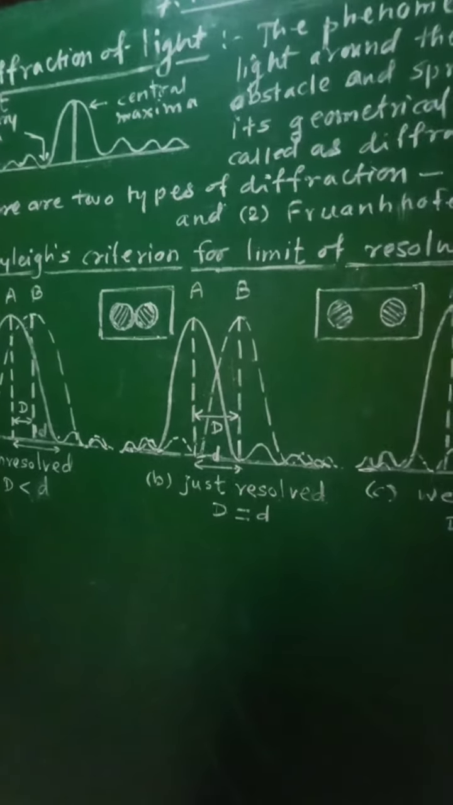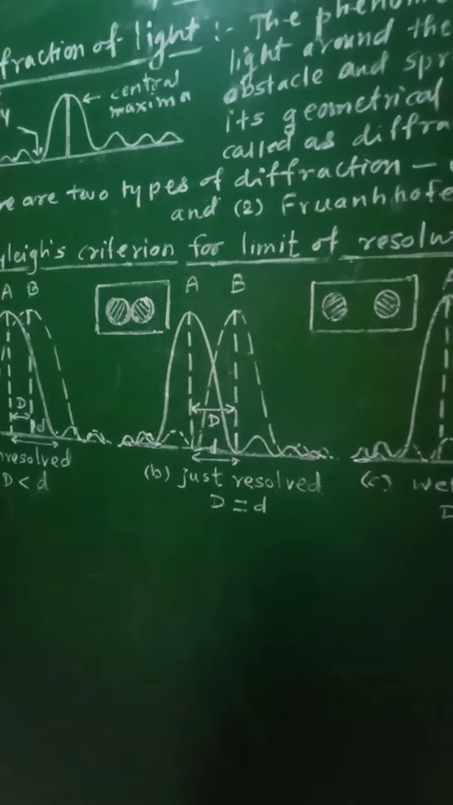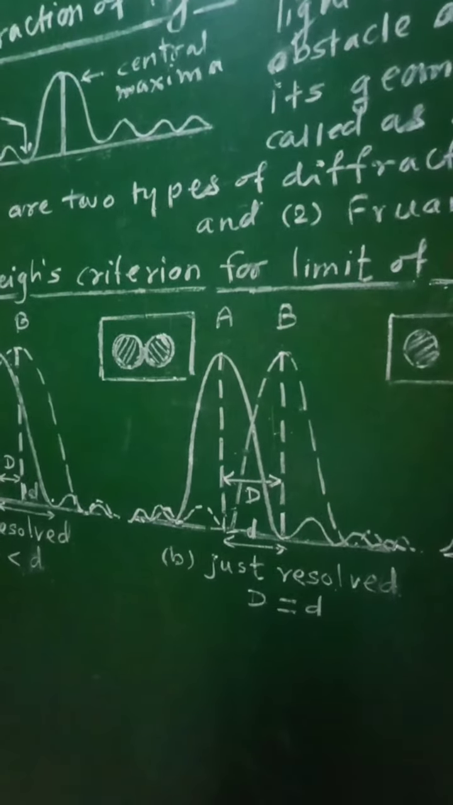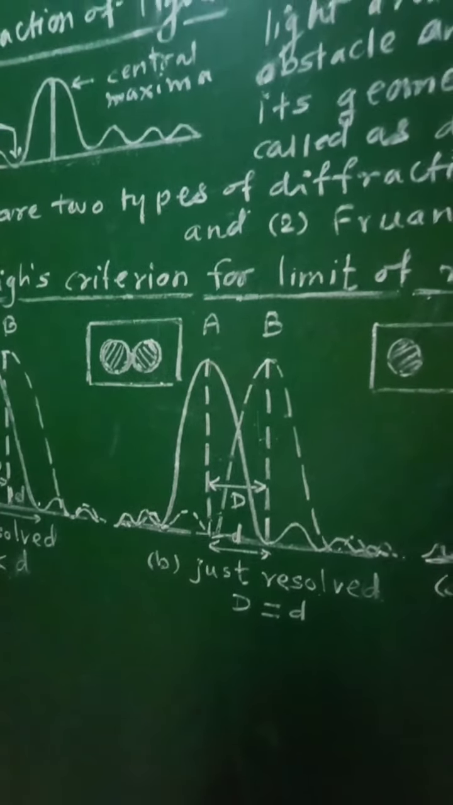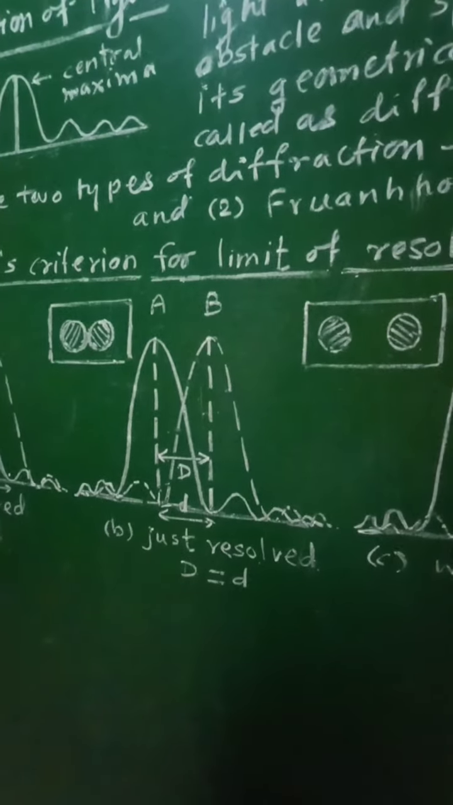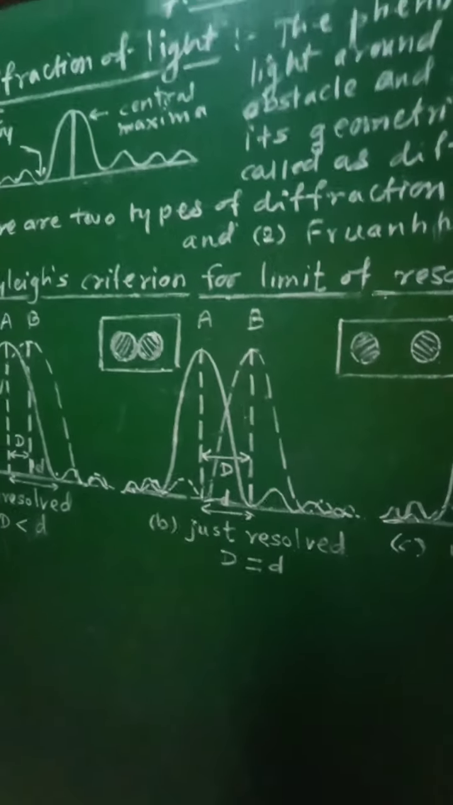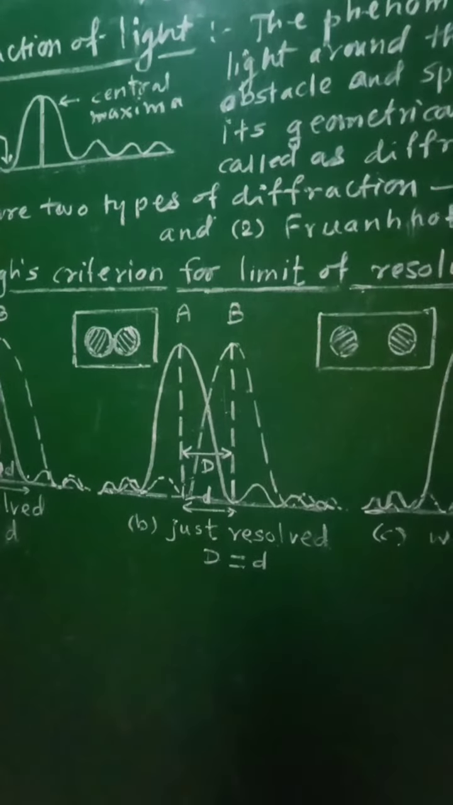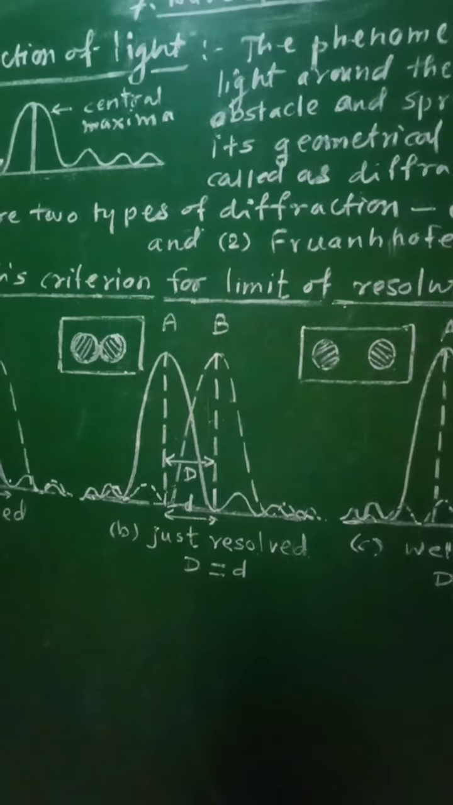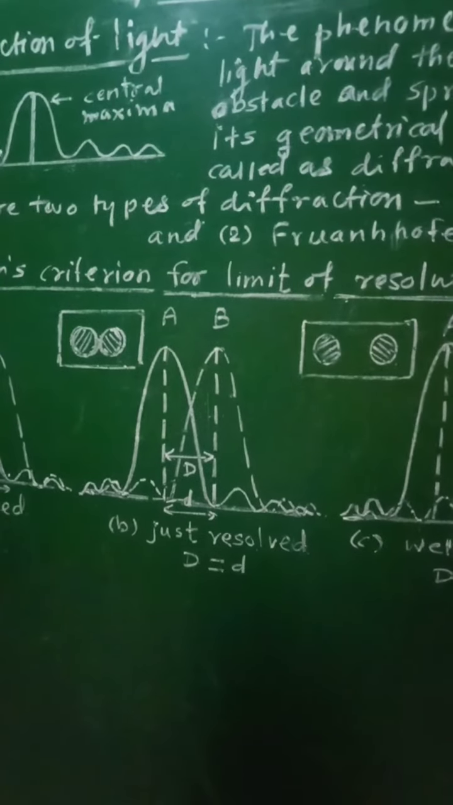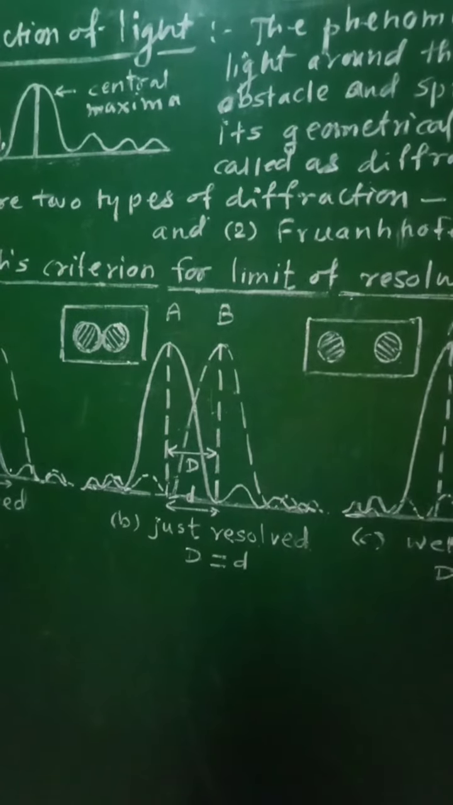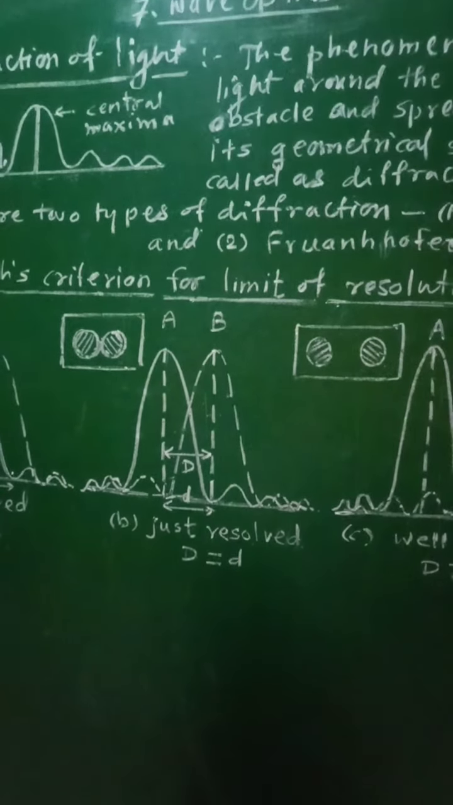if the central maximum of the diffraction pattern of one coincides with the first secondary minimum of the other. That is, the two objects are said to be just resolved if the first minimum of the diffraction pattern of one source coincides with the central maximum of the diffraction pattern of the second source, and vice versa.